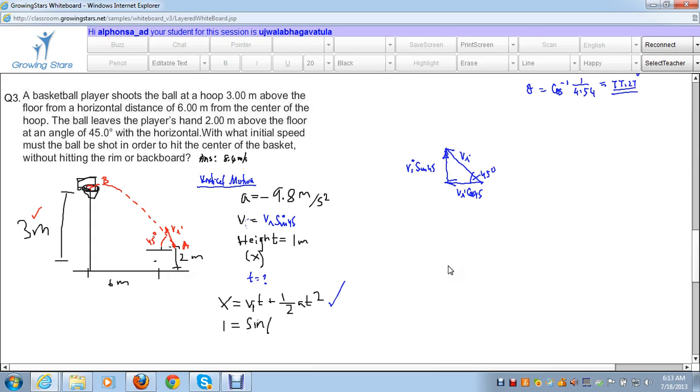Sine 45 is 1 over root 2. It's VI sine 45, isn't it? Initial velocity. VI over root 2 times T. Times T is there.